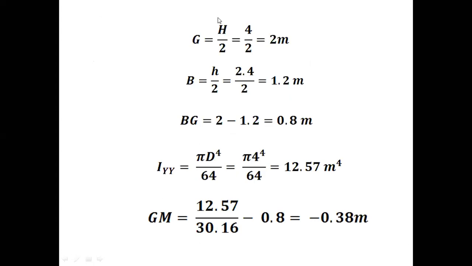We are going to consider it as a laminar section. Therefore, the depth will be 4 meter. You're going to simply divide it by 2 and you're going to get G as 2 meter. Next is to determine the position of center of buoyancy. As I said, it is half the depth of immersion.